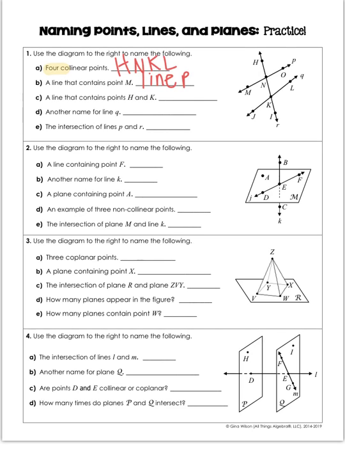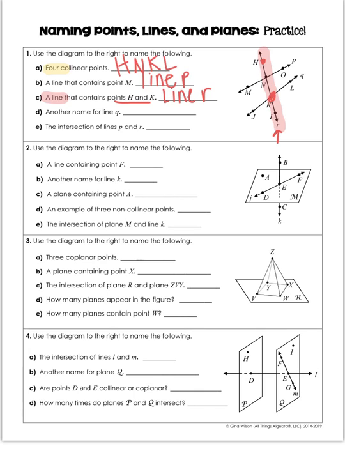C says a line that contains points H and K. So going back over here, looking for points H and K. Here's point H, so I'm going to mark that, and then here's point K. So here are my 2 points, and it's important to remember what it's asking for. It says I want a line. So which line has point H and point K on it? I remember that this is the name of the line, so this is line R.